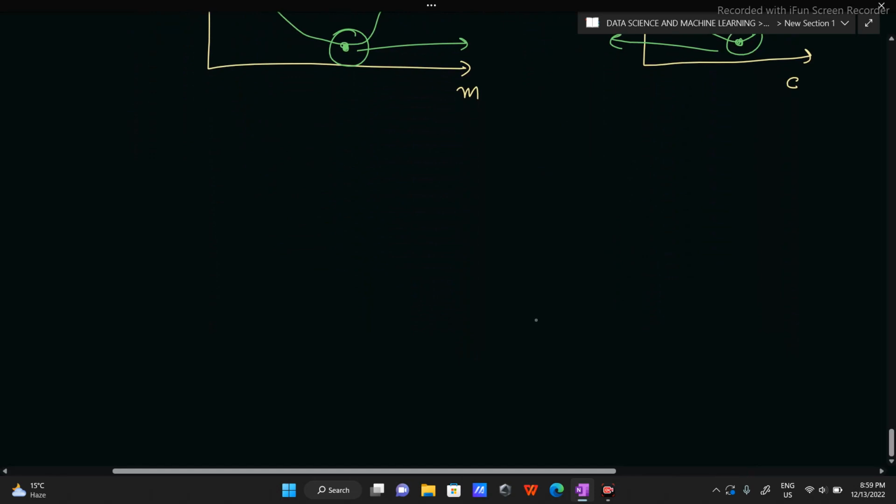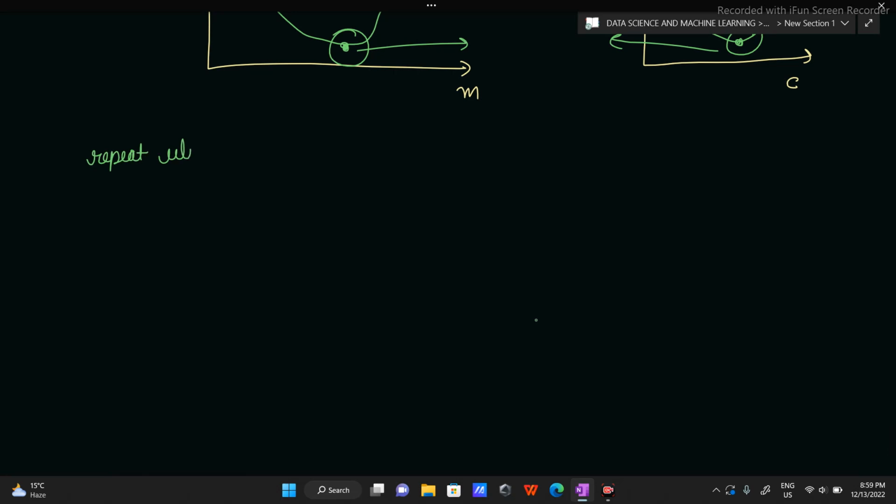The algorithm for this would be something like: repeat until it converges. What I mean by that is, until the global minima.